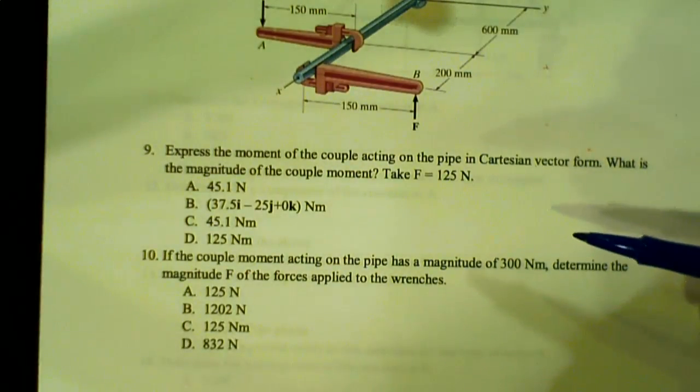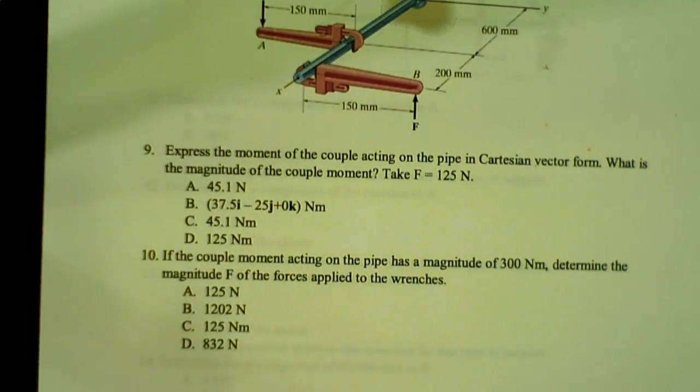For the first one, it said, express the moment of the couple acting on the pipe in Cartesian form. What is the magnitude of the couple moment? Take F to be equal to 125 newtons. And then 10: if the couple moment acting on the pipe has a magnitude of 300 newton meters, determine the magnitude F of the forces applied to the wrenches. Do we want to do 9 first or 10 first, or don't really care? Don't really care. Do 10 first? I can do 10 first.